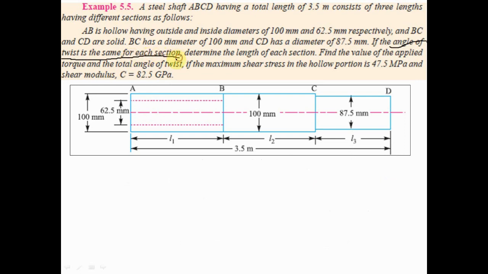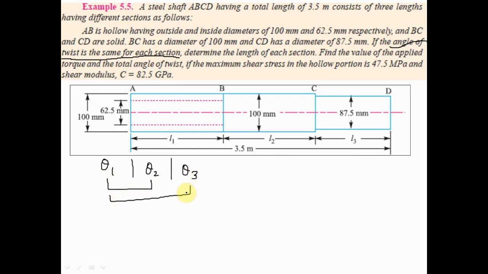That means the angle of twist theta 1 corresponds to section AB, theta 2 corresponds to section BC, and theta 3 corresponds to CD. So theta 1 equals theta 2 equals theta 3. So we can equate these.